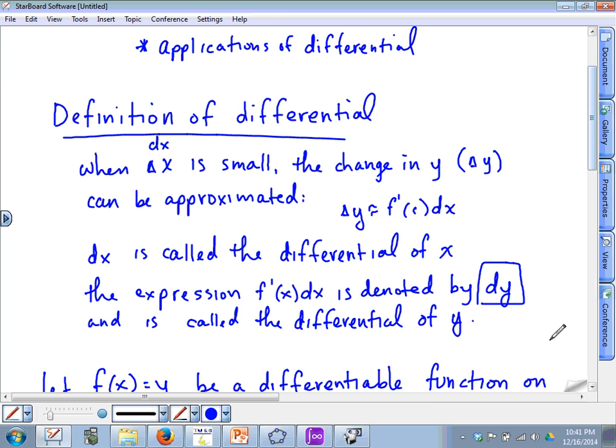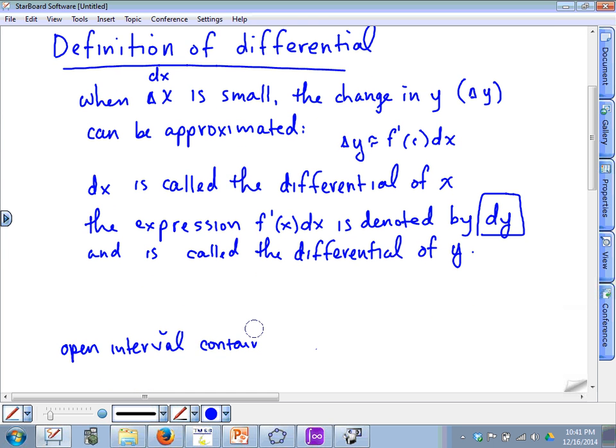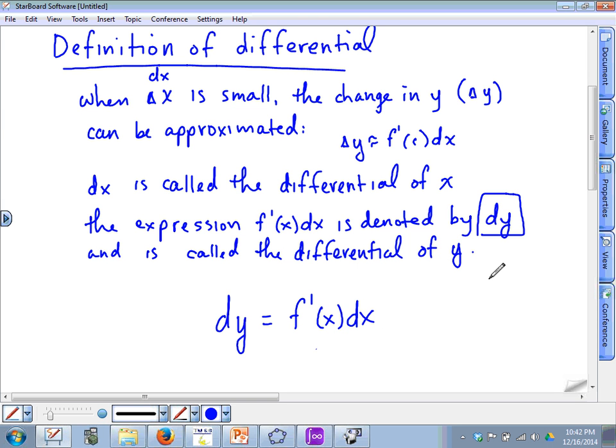So essentially the definition of differentials here that we're using is that dy is equal to f prime of x dx. Dx is the change in x. Dy is approximately the change in y right here.